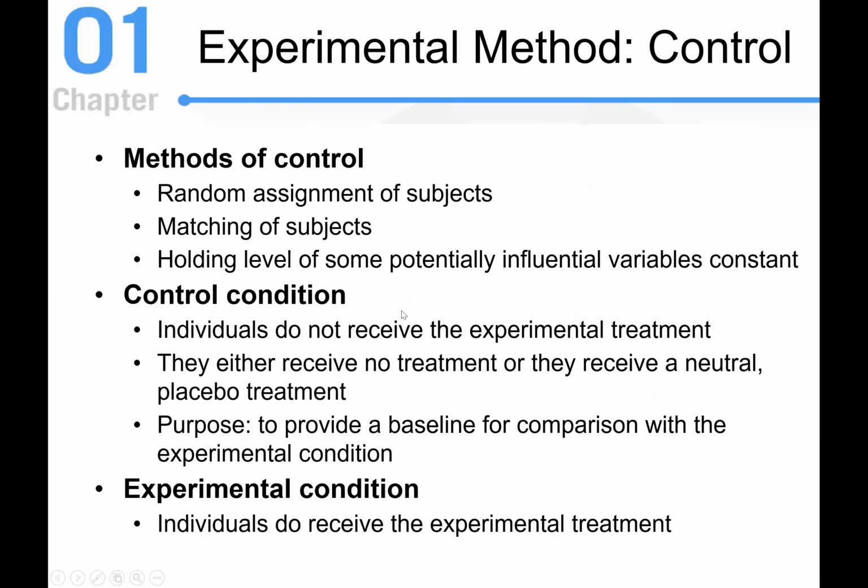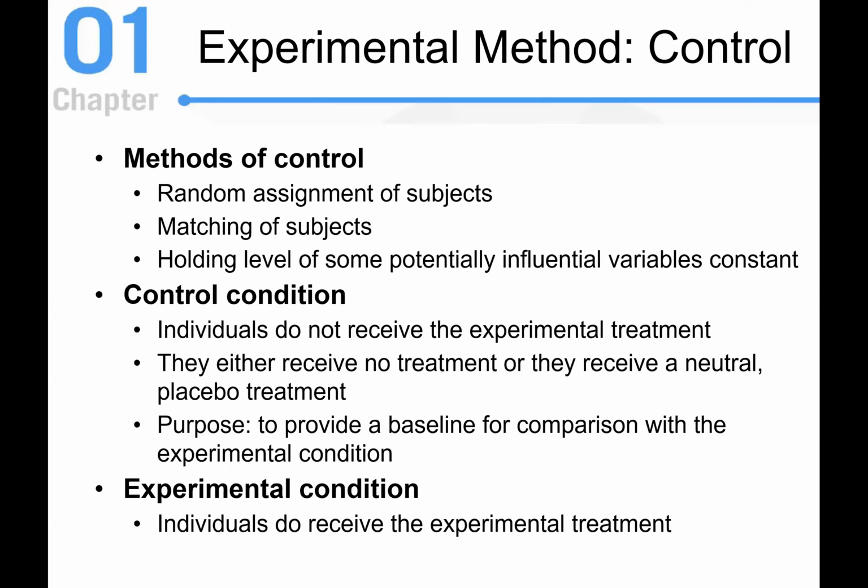So when we're talking about control, which is a very important hallmark of the experimental method, the methods of control, we're going to go briefly through this. What we want to do is randomly assign subjects to groups. We don't want to choose who goes into a group. We want to have a process that assigns people to groups based off of chance. So we're going to randomly assign them to groups.